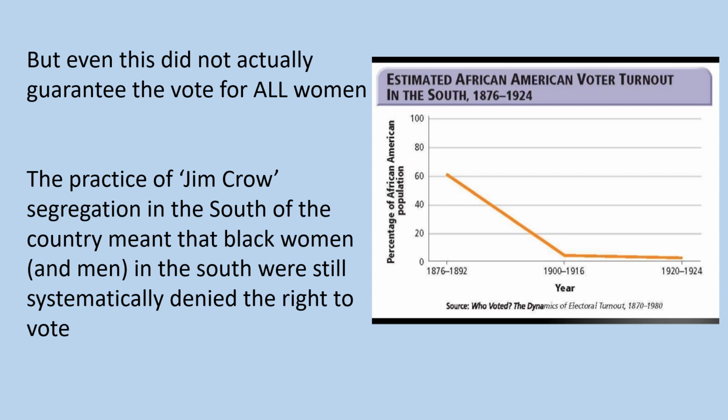And you can see here how African American voter turnout in the South declined rapidly. And it would have been, of course, men voting at this time from 1876 up until 1920. But you can see how that turnout diminished radically from the end of the Civil War right up to the 1920s. And that was because of the introduction of so-called Jim Crow segregation in the South of the country, which meant that black women and black men as well were still systematically denied the right to vote. So this speaks to a central feature of the voting and electoral system in the United States, which is that it's individual states that retain control of elections and retain control of procedures and practices on who is entitled to vote, right?